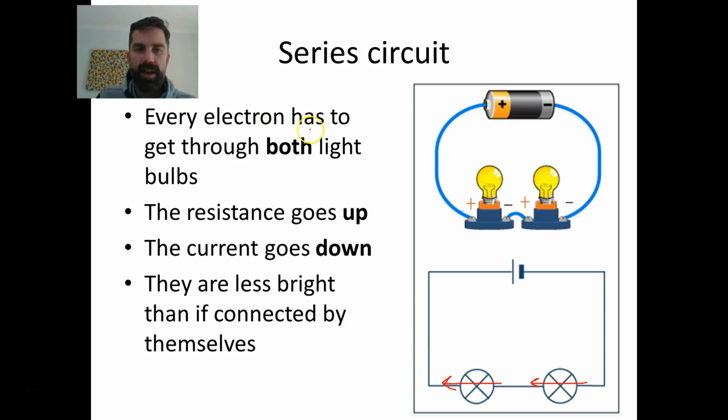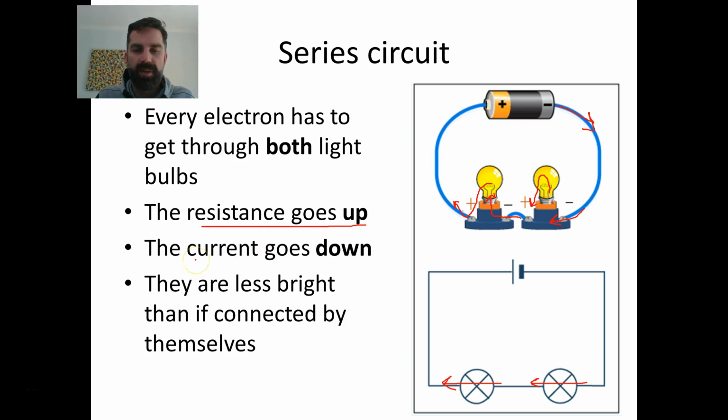In a series circuit, every electron that comes from that negative terminal of the battery has to go through both light bulbs. So it has to go into this bulb, light up this bulb and provide some energy, then go through this one, provide some energy, and then keep going. So we are having to push every electron through both of those light globes. That means that the resistance of that circuit is going to go up.